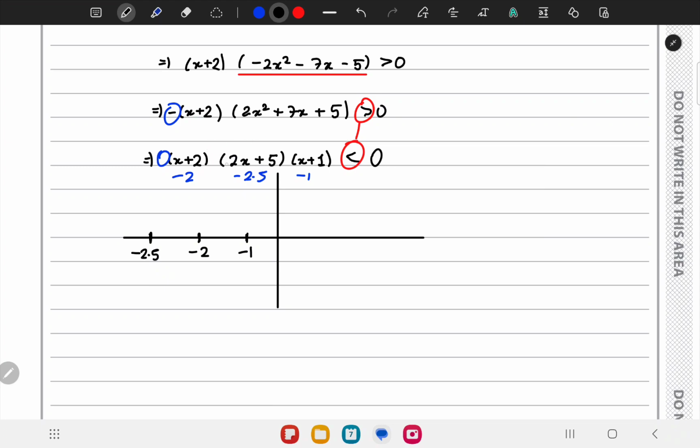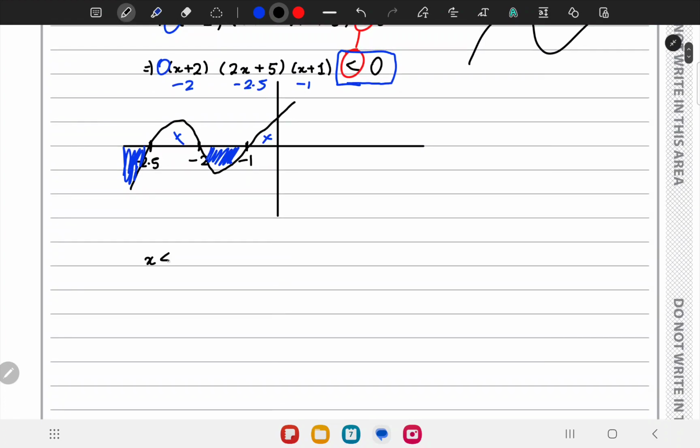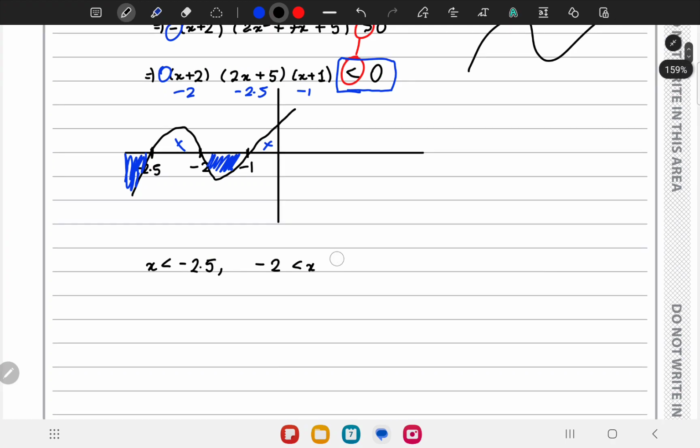Now this is a positive x cube graph, so this will have a shape like this. And we need the region less than 0, so under the x-axis. This is under the x-axis, this is over the x-axis, this is over the x-axis, this is also under the x-axis. So the region we want is x less than minus 2.5 and x between minus 2 and minus 1.